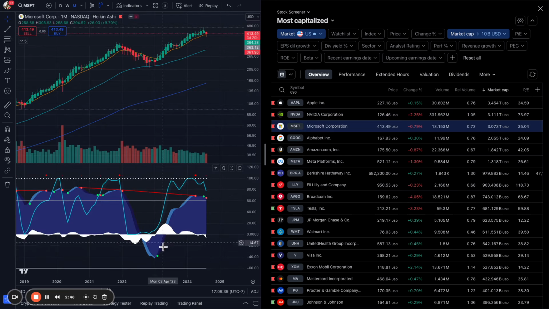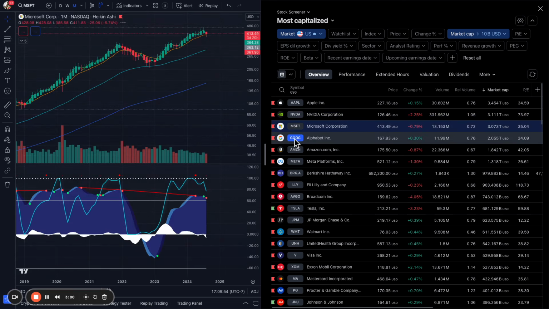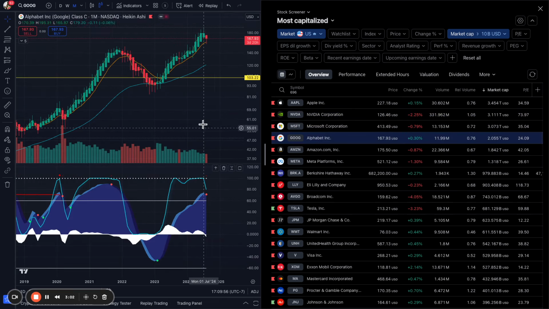Can we call these signals out? Again, here's Microsoft. It also gave you a green dot back here in February of 2023. The price was $200. It's now trading at $400. Microsoft also has a red dot. So you're actually seeing red dots on NVIDIA and Microsoft and also Google. So with Google, we're expecting a pullback. We're going to look to buy Google the next time this blue wave comes all the way back down here and gives us a green dot, just like this one back here in 2023.